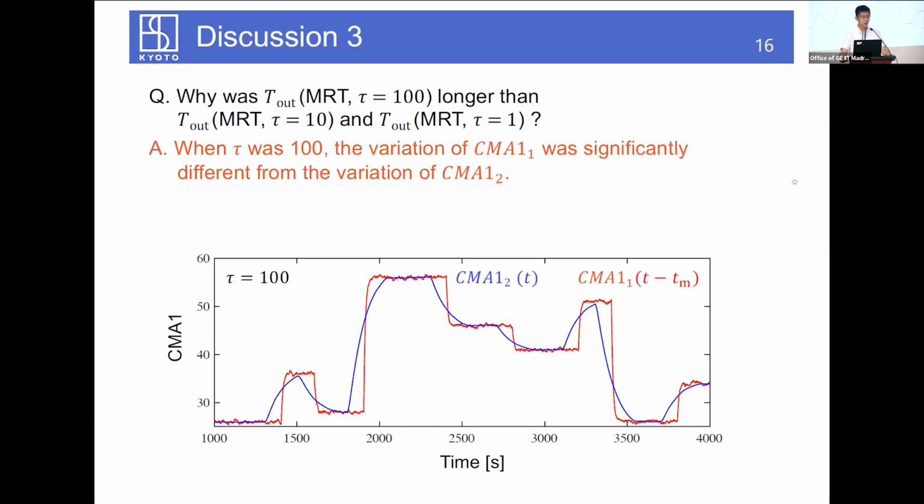Finally, let us consider why the T-out when tau equals 100 using MRT was longer than when tau equals 1 and when tau equals 10. This figure shows the CMA12 as tau equals 100 and the CMA11 at a time that is mean residence time area used to determine the set point by MRT. It can be seen that the difference between the two is large. Therefore, when tau equals 100, if the MRT method is used to determine the set point, it cannot follow the actual CMA12 variation close enough. This serves to increase the time of deviation from DS.